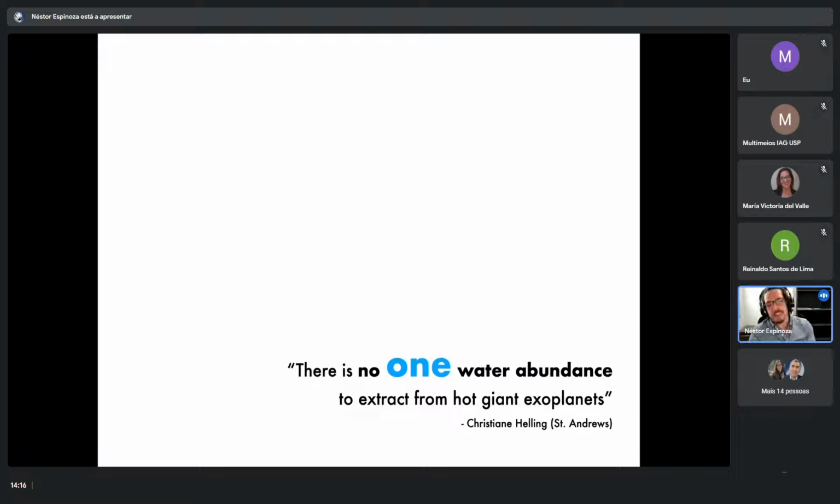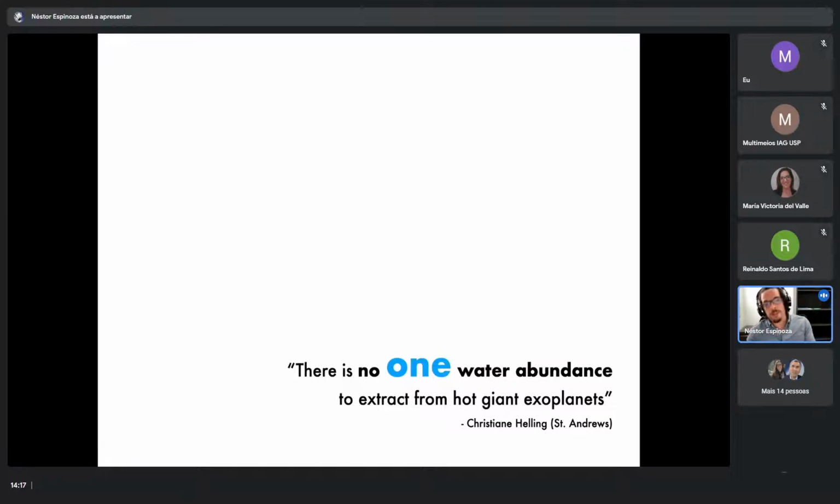And I remember one talk by Christiane Helling from the University of St. Andrews. Imagine the scenario: experts in atmospheric characterization in the crowd, and she goes in front of everyone. And before even starting her talk, she says this phrase: I want to start my talk saying that I don't believe there is one water abundance or any elemental abundance to extract from hot giant exoplanets.